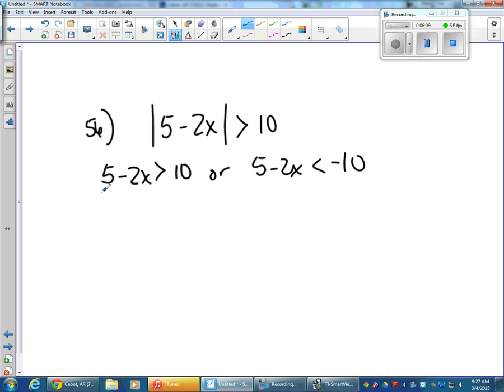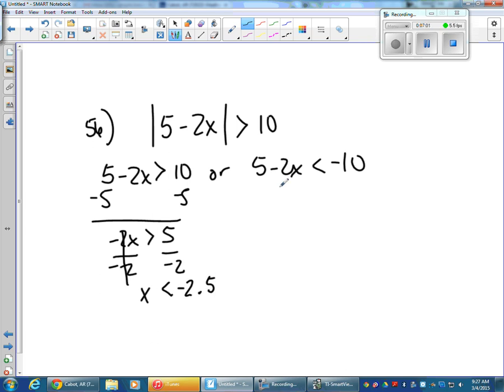Then I've got to solve this. So subtract 5 from both sides. You get negative 2x is greater than 5. Divide by negative 2. When you divide both sides of an inequality by a negative number, you have to reverse this symbol. So this becomes x is less than negative 2.5. Okay, over here I'm going to subtract 5. I get negative 2x is less than negative 15. Divide by negative 2. Negative 2 cancels. Again, I divided by a negative, so that's going to be x is greater than 7.5.